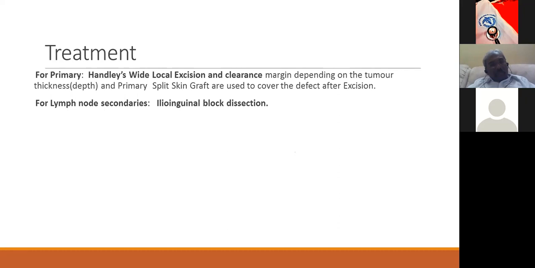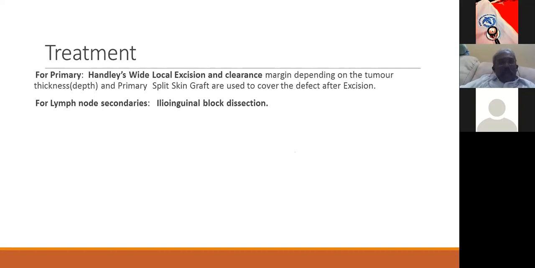So the treatment part for the primary tumor is wide local excision with clearance of the margin and the depth, and covering the lesion with a primary split skin graft after excision, and for lymph node secondaries, ilioinguinal block dissection. Can it be done a little better way? You are doing good.